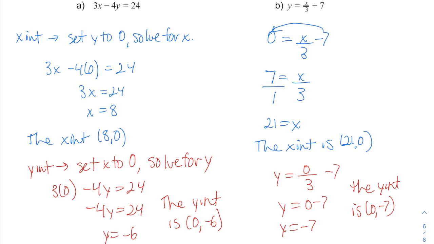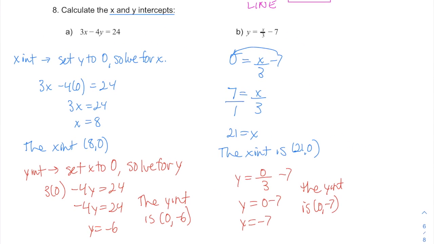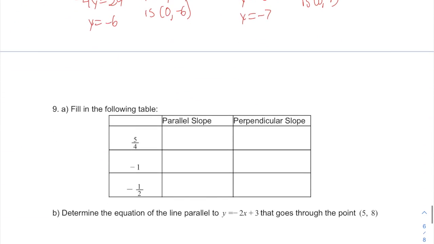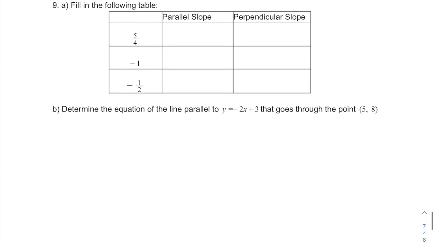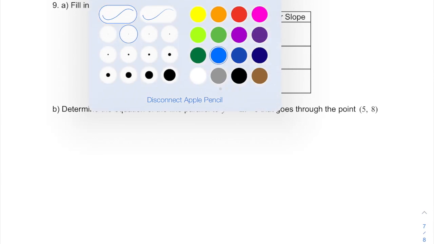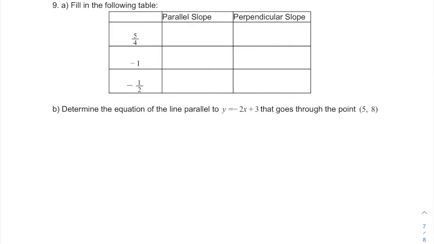All right, so we can calculate the x and y intercepts without graphing by setting x and y to 0, depending on which intercept you're trying to find. Okay, now let's talk about parallel and perpendicular lines. So we know that in parallel lines, the slopes have to be the same.